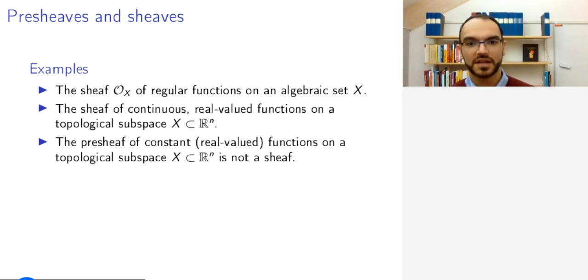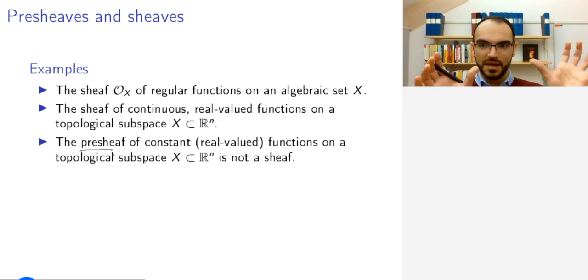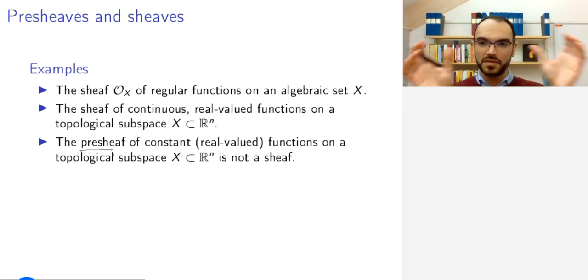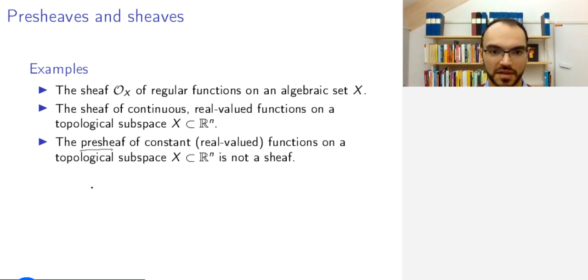Instead of continuous, you can look at constant real-valued functions. This is a presheaf, you can check this, but it is not a sheaf. Why is it not a sheaf? Pause to think. Okay, so here is the reason. In order for it to be a sheaf, what I want is that whenever I have an open cover of an open set and constant functions on all the elements, I can lift them to a constant function on the whole open set I started with.